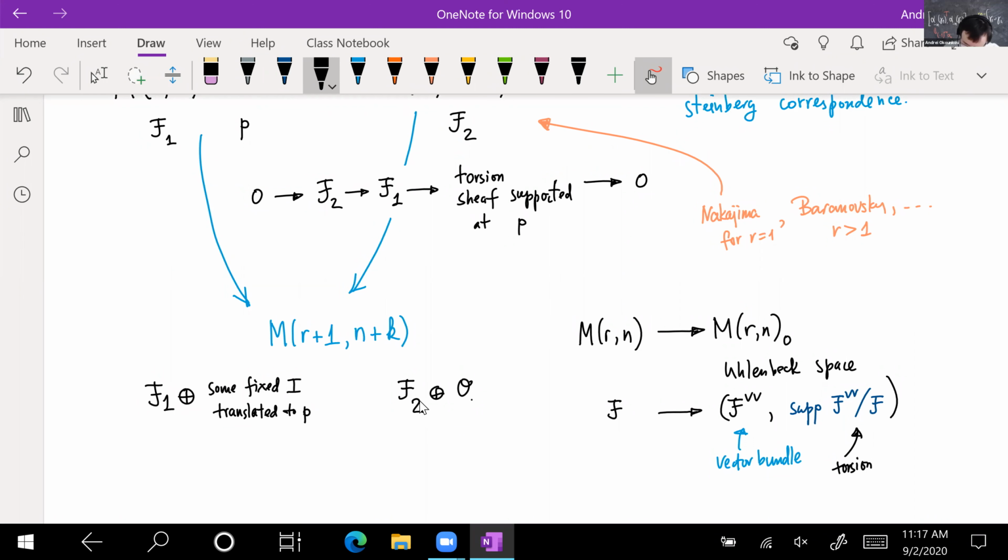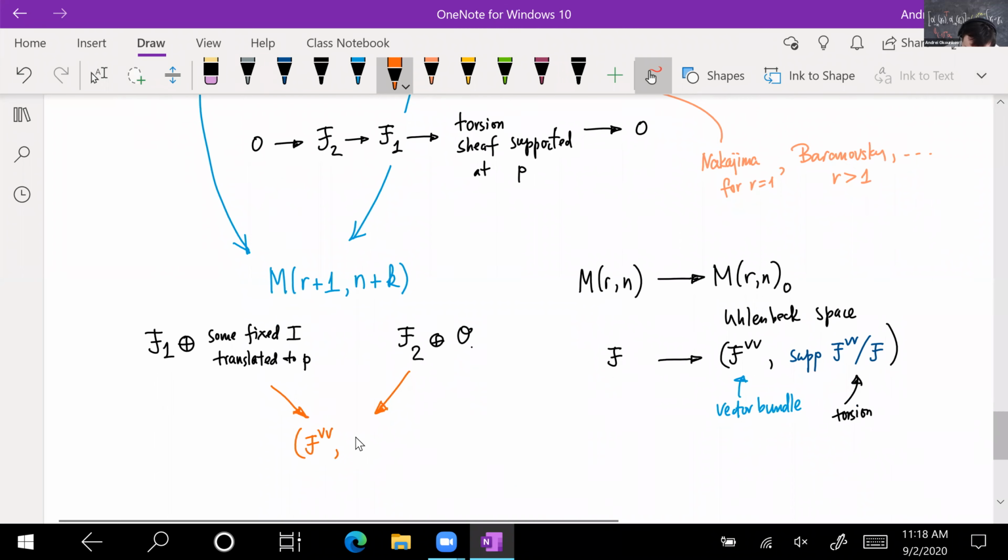This data satisfies: if F2 sits inside F1 and the quotient is torsion, then the double dual is the same. And so they both map to the same point. So this is F double dual, the same point. And then you take the same thing here.